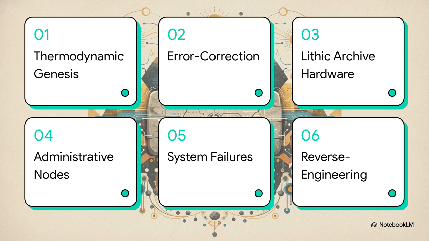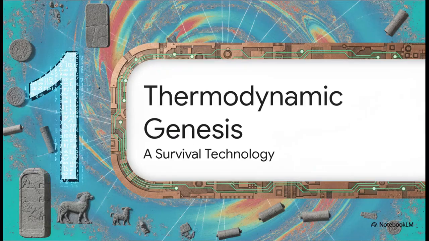We'll start with the thermodynamic genesis, then move into programming error correction, and take a look at the physical lithic archive hardware. After that, we'll examine the administrative interface nodes, system failures and erasures, and finally, how all of this was reverse engineered to create what we now call modern science. So, starting right off with Section 1, the thermodynamic genesis.